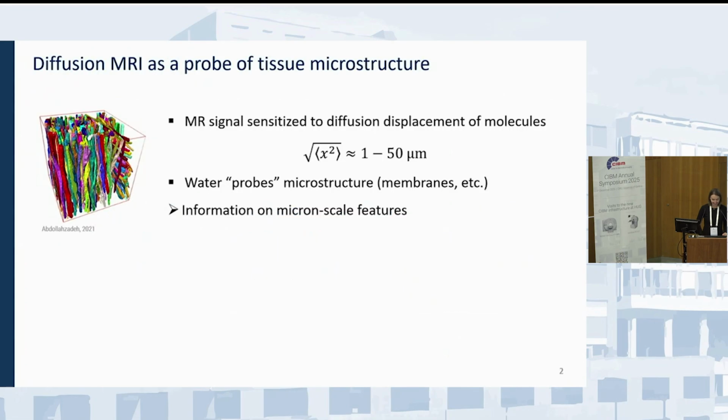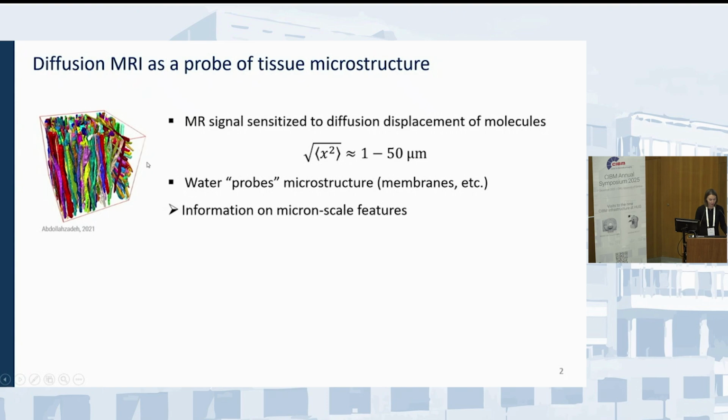Hi, everyone. So in this talk, everything at the core of it is about diffusion MRI. And so diffusion MRI, we use it as an excellent probe of tissue microstructure. The way we do this is that basically in a diffusion MRI experiment, the signal is sensitized to this random displacement of water molecules, or we can also do it for metabolites.